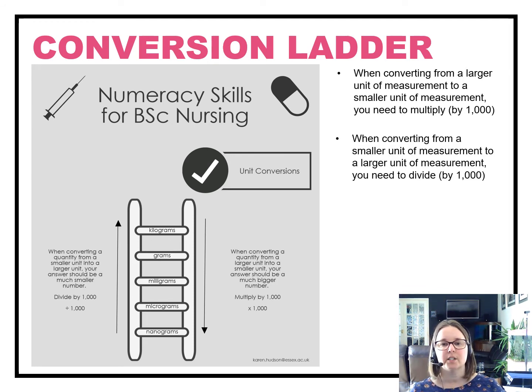Similarly, when converting from a smaller unit of measurement to a larger unit of measurement, for example milligrams to grams, we need to end up with a much smaller number by an order of 1,000. So therefore we need to divide by 1,000.